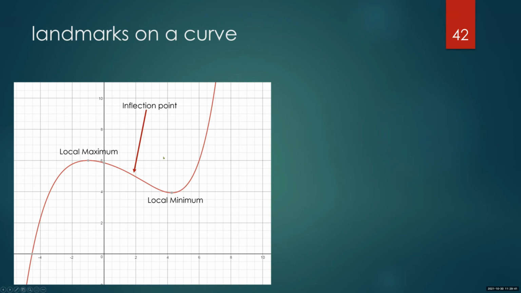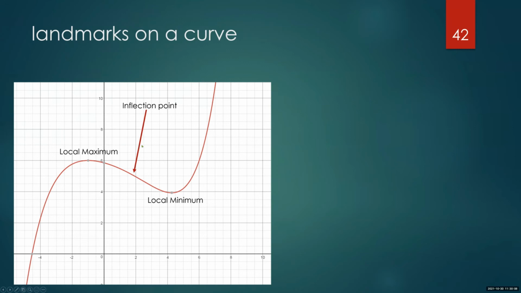So for example, looking at the local minimum, you could imagine if you had a marble and you were able to roll the marble along the curve, if you placed the marble near the local minimum point, it might roll over and back for a bit, but it would eventually settle at the local minimum point.